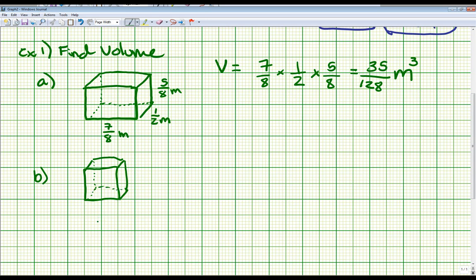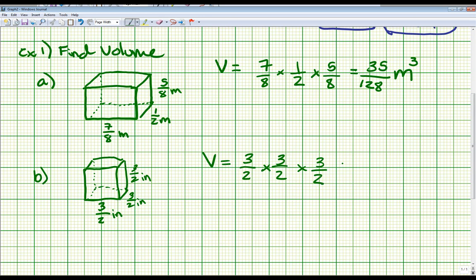So in this one, all the side lengths are the same. So really we have a cube here, but a cube is a type of rectangular prism. So we're going to solve this the same way. They tell us that this is 3/2 of an inch. This side here is also 3/2 of an inch, and the height is also 3/2 of an inch. So we're going to solve it the same way. Volume equals length times width times height. So 3/2 times 3/2 times 3/2.